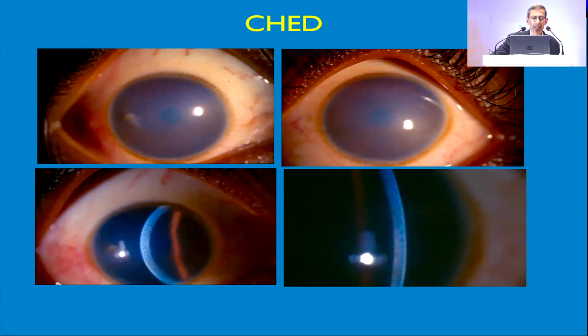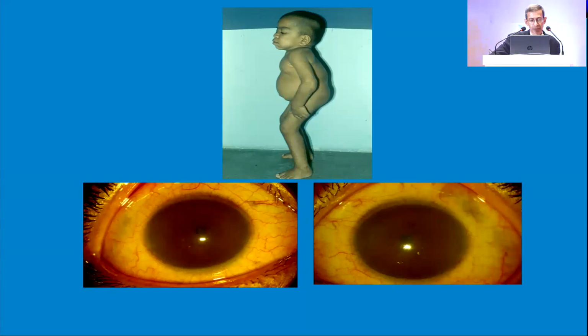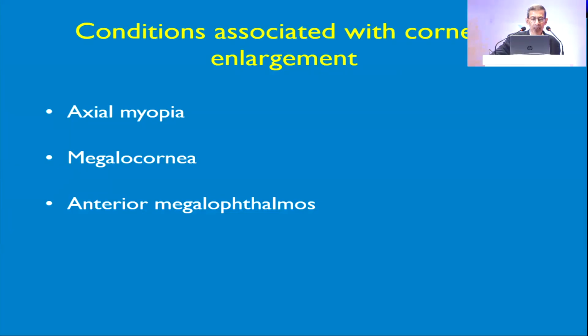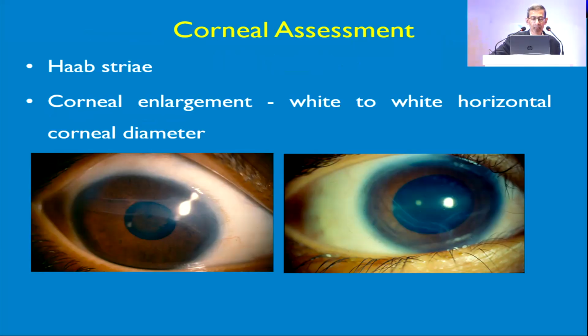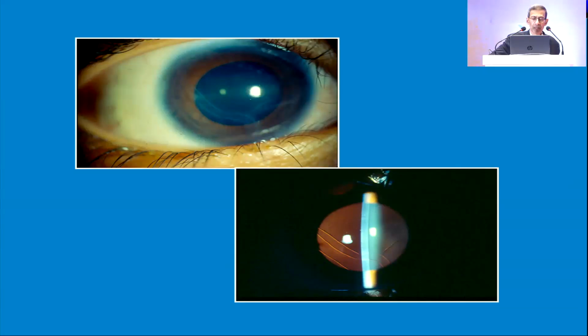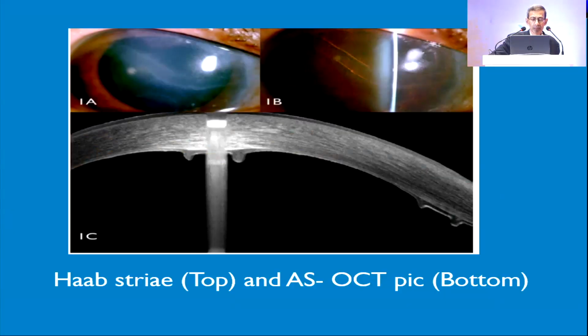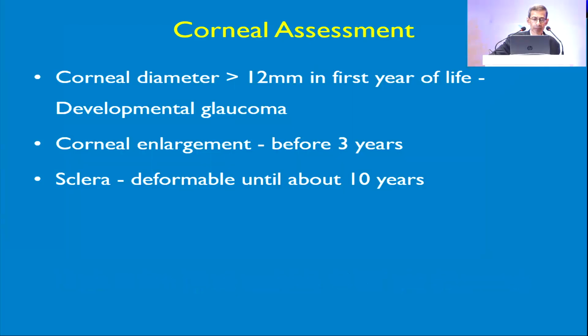The other differential diagnosis may be CHED. In isolated cases, the ground glass appearance is very classic, and the most important differentiating feature is normal intraocular pressure but very high corneal thickness. Some syndromes like mucopolysaccharidosis can present with a hazy cornea, and we will have to establish the diagnosis. Axial length, megalocornea, and anterior megalophthalmos should be differentiated. Typical HAPS-TRI is seen here, and the anterior segment OCT picture of HAPS-TRI is seen here.